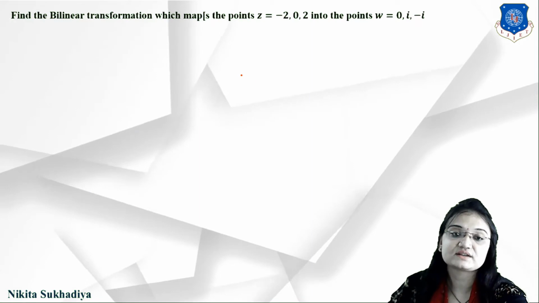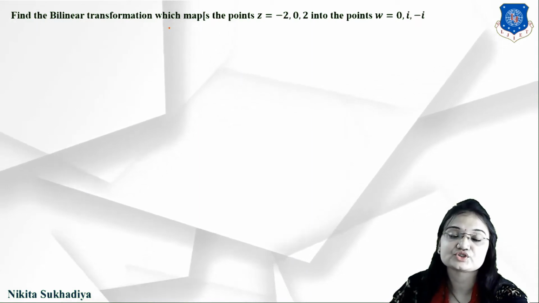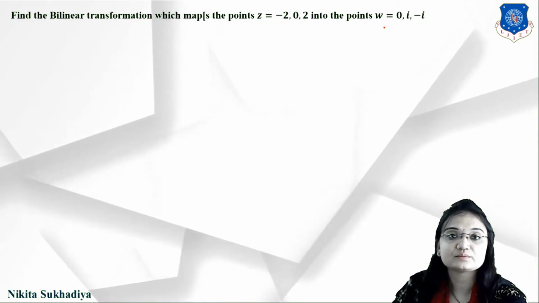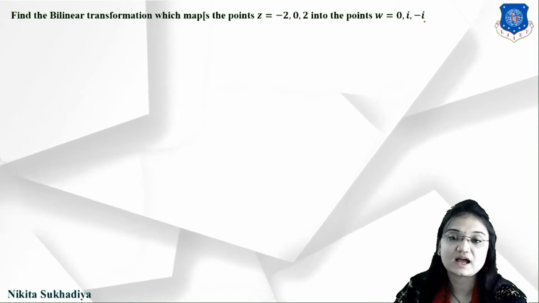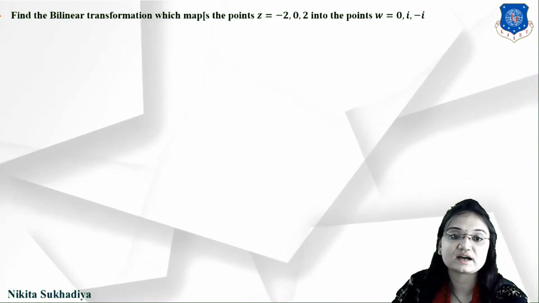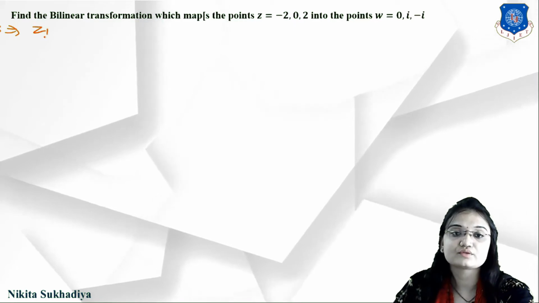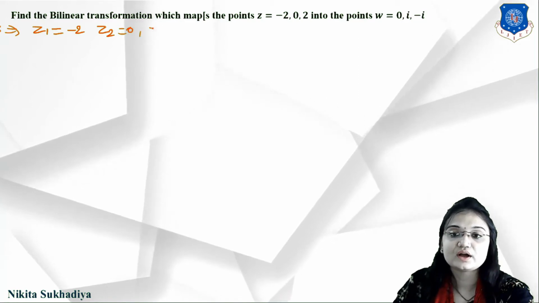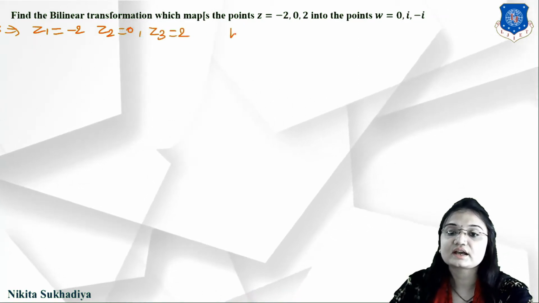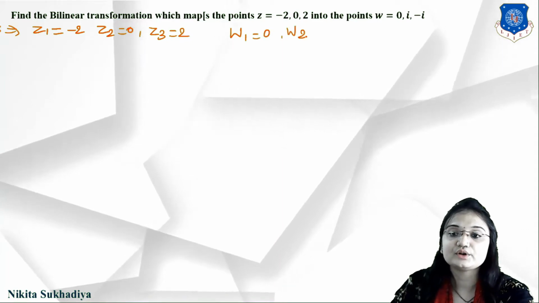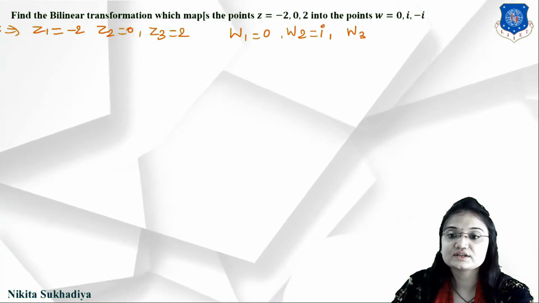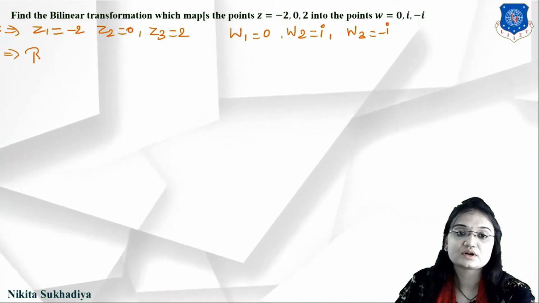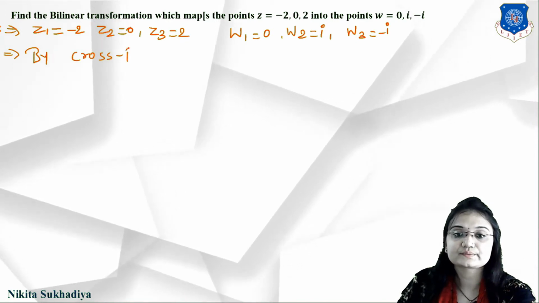Now the next example is: find the bilinear transformation which maps the points Z = -2, 0, 2 into the points W = 0, i, -i. Here you can clearly see that we have 3 points of Z, that is Z1 = -2, Z2 = 0 and Z3 = 2. And second, W1 = 0, W2 = i and W3 = -i. So with the help of the cross ratio equation.